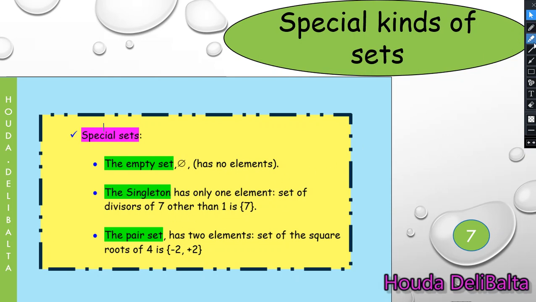And the cardinal of the empty set is what? It is 0 because it has no elements. So then the cardinal, the number of elements, is 0.